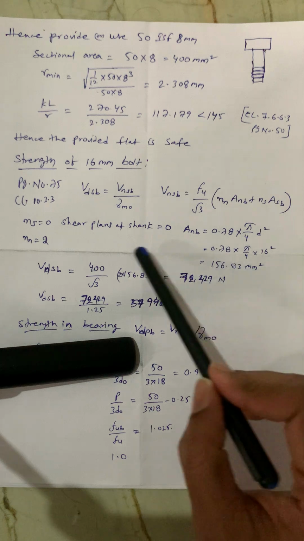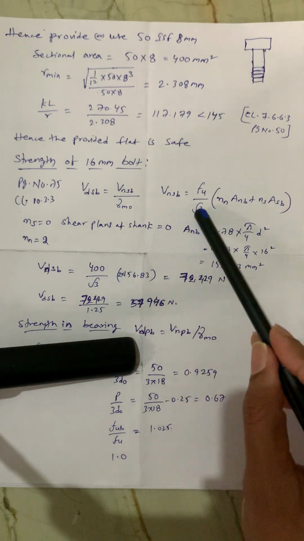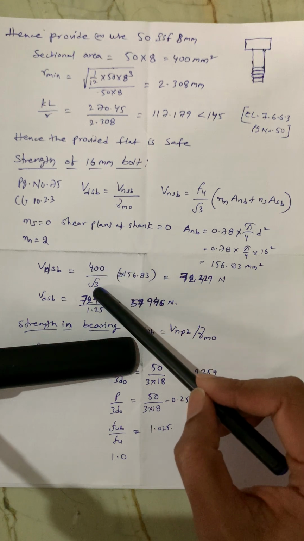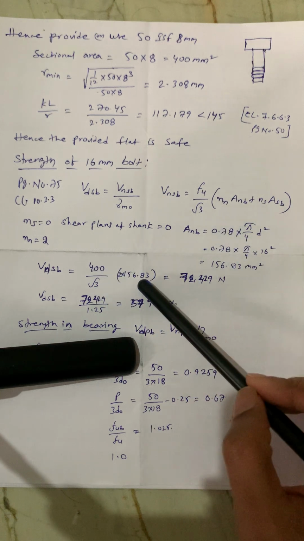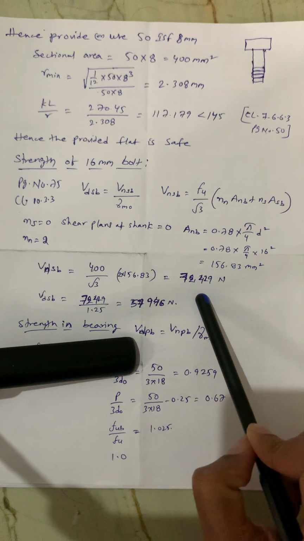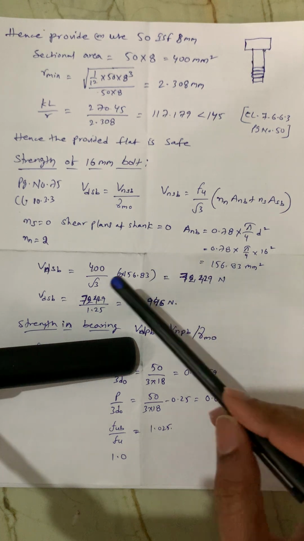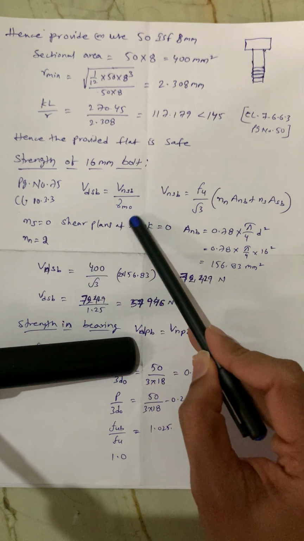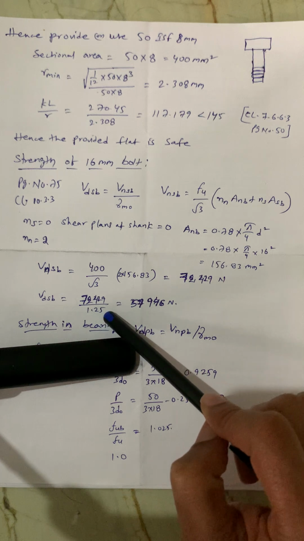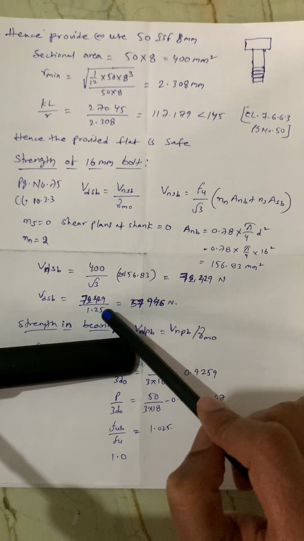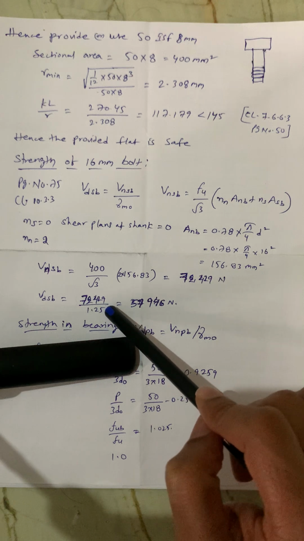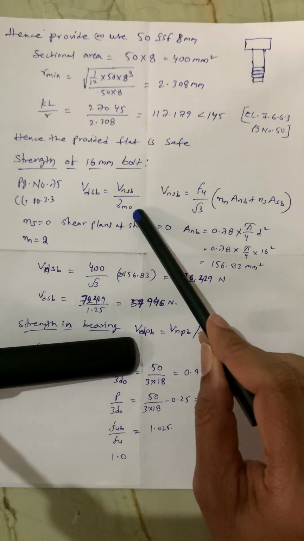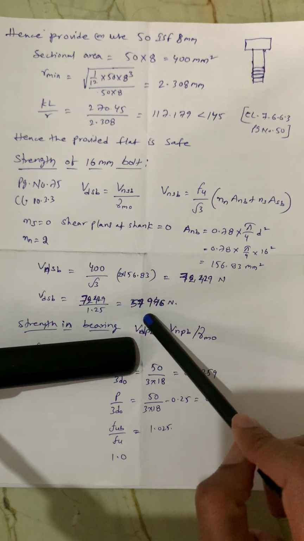So I substituted all these values in the equation. We know FU equal to ultimate stress, which is 400. This value is also available in the code book. 400 by root 3 into 2 into 156.83. I got 72,429 newtons. So I substituted the VNSB value in this equation. We know that gamma m naught is 1.25, which is available in table number 5 in IS 800 2007. VDSB equal to 72,429 divided by 1.25. This is the formula and these are the values.